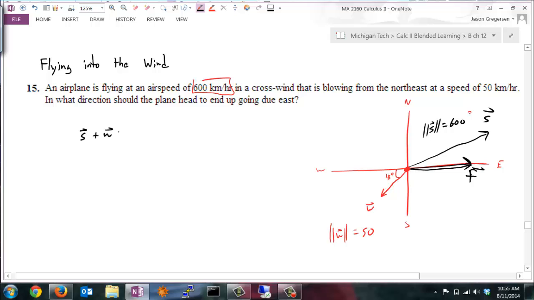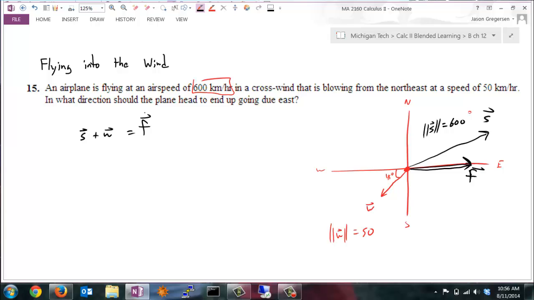S plus W equals F. That's the vector equation. Force from my engines, the plane, that vector, plus the vector that's representing the wind. When everything's said and done, it's going to result in where I'm actually traveling, F. So I have that thing going for me.